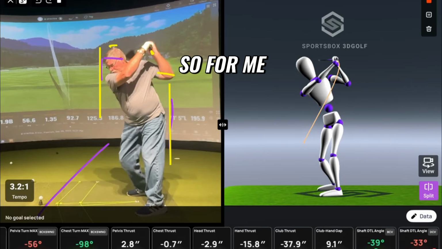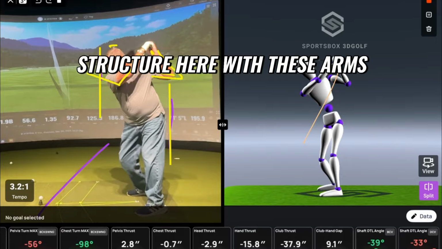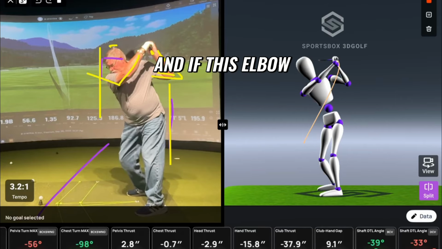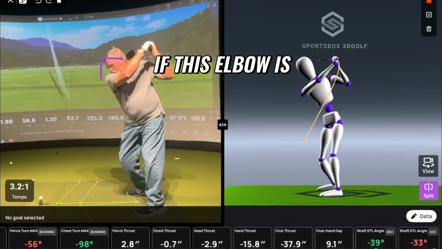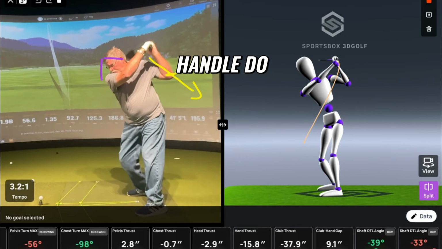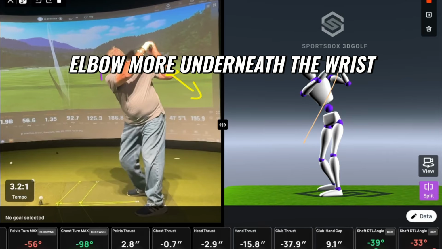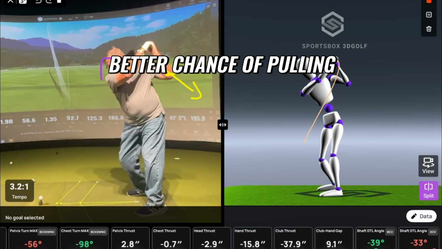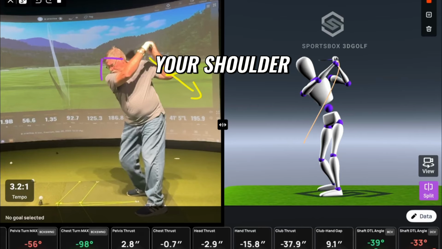What's causing the loop? So for me, a lot of it is going to be the structure here with these arms, right? Right. And generally speaking, if this elbow is kind of pointing out that way too much as you get to the top, what's that make the handle do? Whereas if you can try and get the elbow more underneath the wrist, now you got a better chance of pulling that handle down underneath your shoulder. Does that make sense? Yeah, it does.